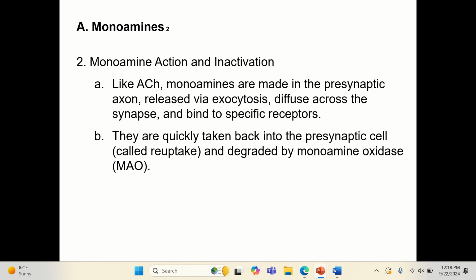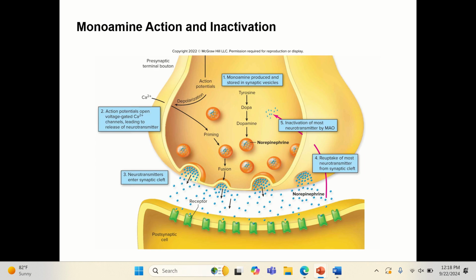So like acetylcholine, monoamines are made in the presynaptic axon, released via exocytosis, they diffuse across the synapse, and they bind to specific receptors. They are quickly taken back into the presynaptic cell, which is called reuptake, and they are degraded by monoamine oxidase. So here's the method of monoamine action and inactivation. In step 1, the monoamine is produced and stored in synaptic vesicles.